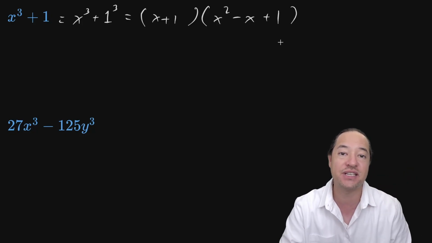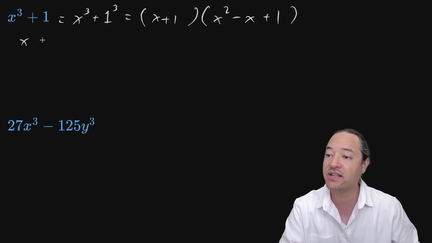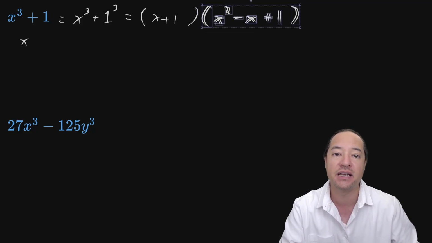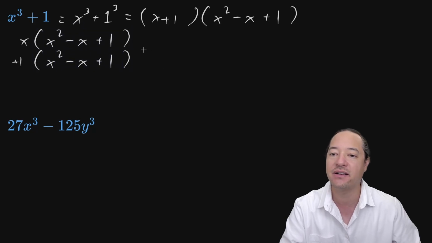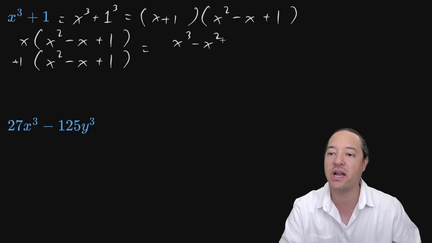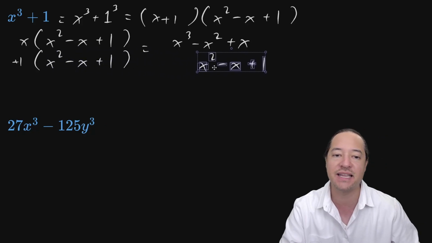Let's multiply these together, right? Let's distribute everything. What are we going to get? We'll get an x multiplied by this quadratic, and then plus 1, again, multiplied by this quadratic there. What is this going to give us? This will give us an x cubed minus an x squared plus an x. And then on the bottom, this doesn't change because we're just multiplying by 1. So let's line that up here.